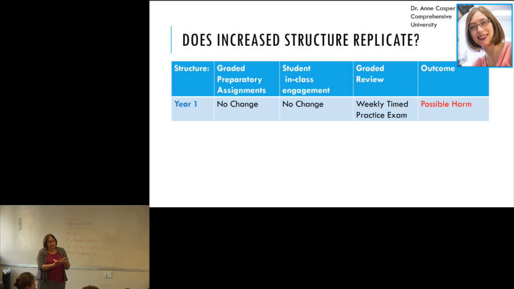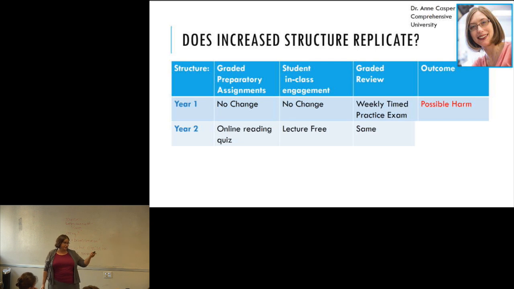And so what we had to do is actually think about, okay, how is this context different than the one where this was developed? And really go back and think about these things. So the next year, we added the online reading quizzes. She went lecture-free and still did those practice exams. The harm went away, but there was no change in their performance overall from when she wasn't doing any of these things. Which was really disappointing for Anne, because she put a lot of time into it.